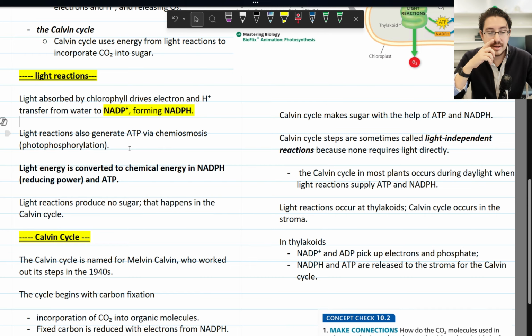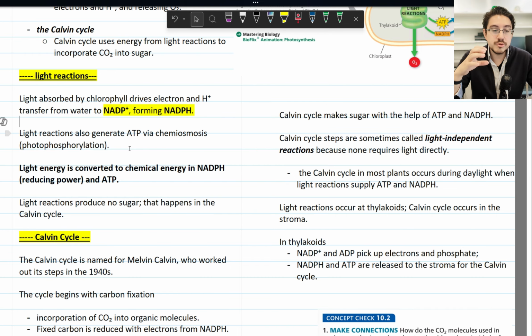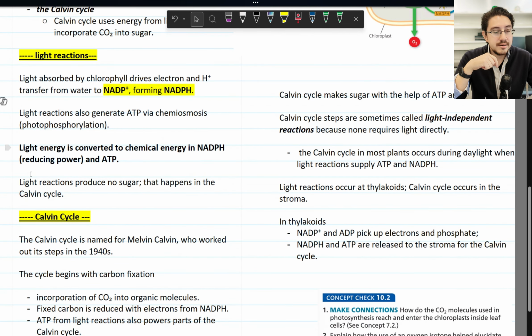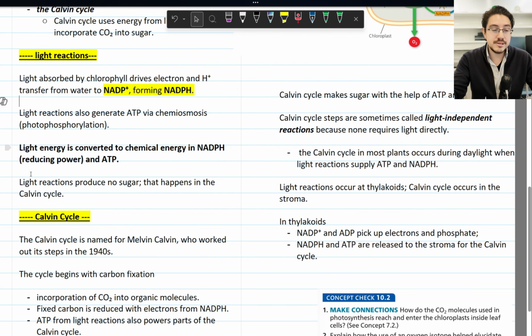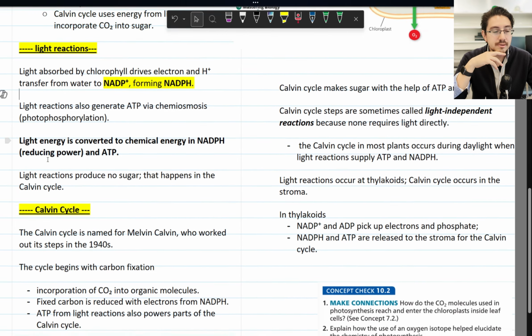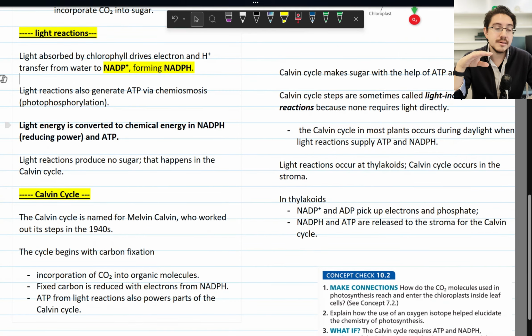If you guys remember that, the use of hydrogen plus ions. Okay? This is also known as photophosphorylation because it's using light. All right. So light energy ultimately is converted to chemical energy in NADPH, having that reducing power. So make sure you really get that down there. Okay, there's no sugar being produced yet. This happens in the Calvin cycle.